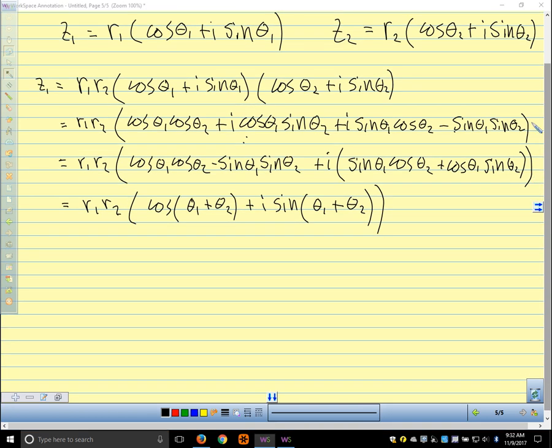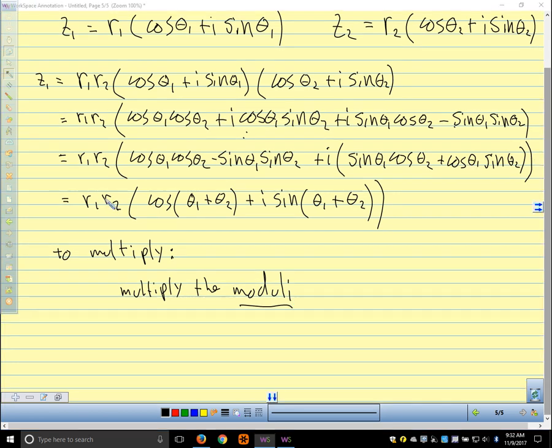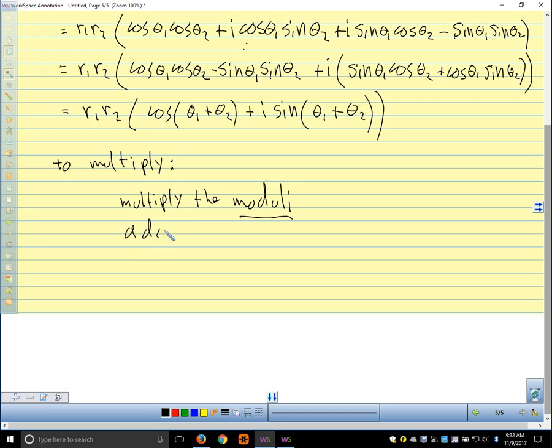So what this tells us is to multiply, we multiply the moduli. Moduli is plural for modulus. So we just multiply those two numbers together. The moduli are real numbers. And we add the arguments. We just add those two angles together.